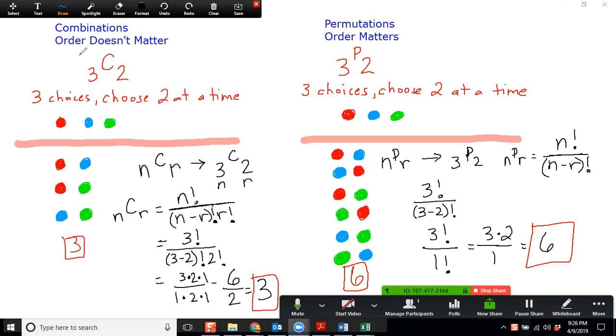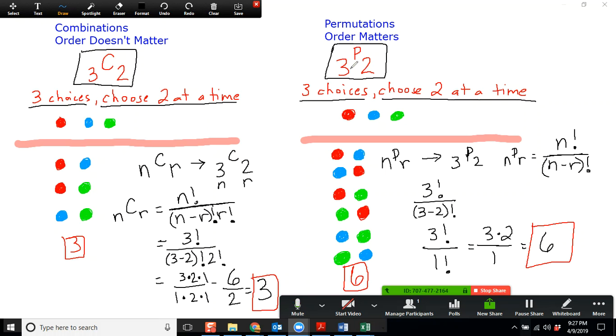I wrote out the work to hopefully save time on the video. But these two right here, this is like what you were presented with. One of them has a C, one of them has a P. So you know it's combinations or permutations. But they're referring to the same idea. You have 3 choices, and you need to choose 2 at a time. Same thing over here, 3 choices, choose 2 at a time. So those numbers 3 and 2 mean the exact same thing.